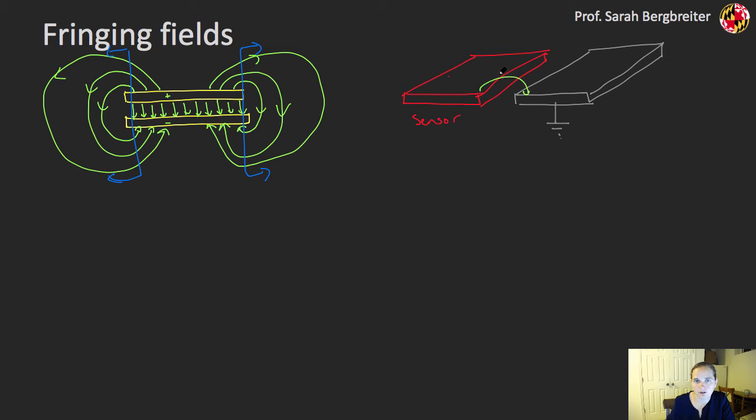I'm going to have all these fringing fields right here, and I'll have them on the other side as well, but very commonly you'll see somebody put a shielding layer on the back of this, so that all of those field lines are directed towards the surface that you're trying to measure something on.